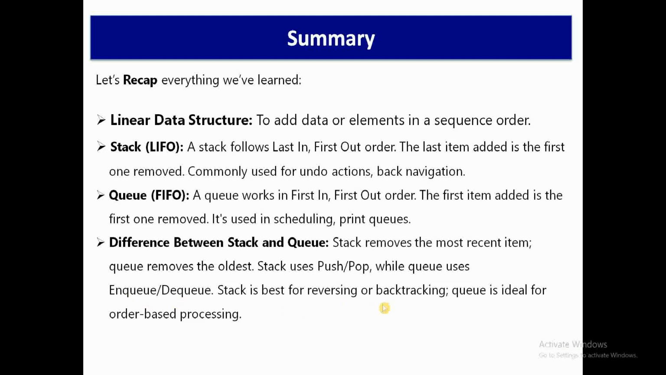Stack is best for reversing or backtracking. So a stack is best if we want to reverse the data or perform some undo operations on some text. And queue is ideal for order-based processing. As I already told you, suppose we have some orders in a queue, order 1, 2, 3, then order 1 is at the front, so it is first accessible in the queue. So a queue is the best approach in that scenario.